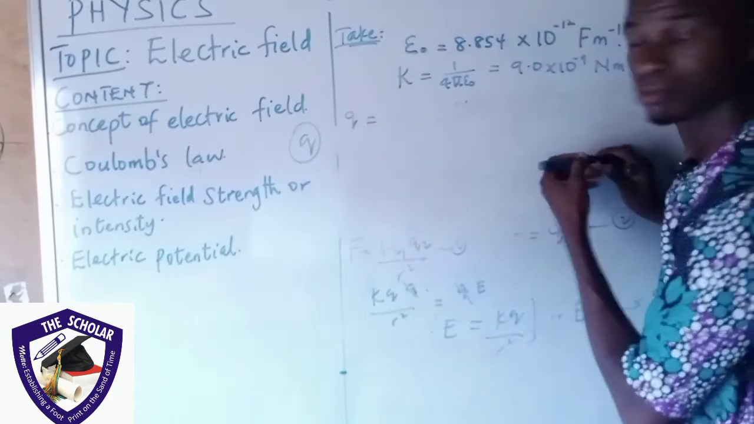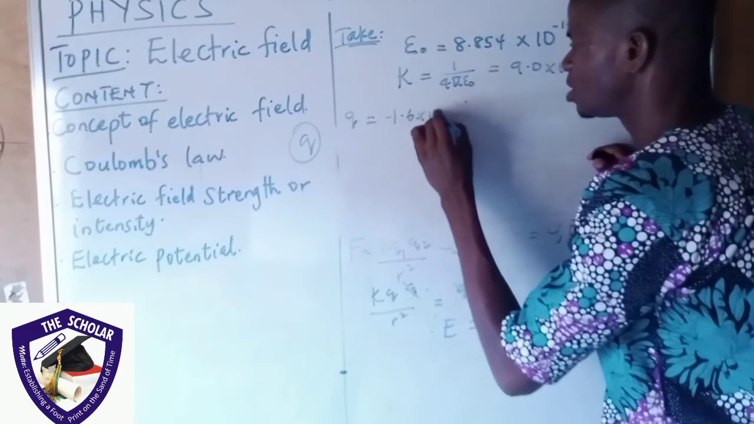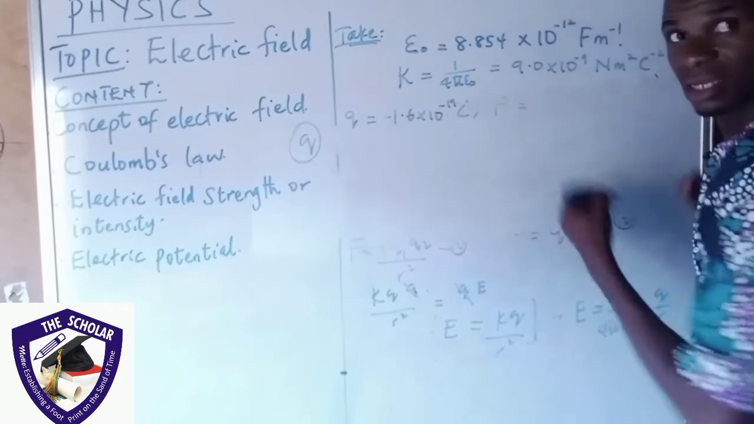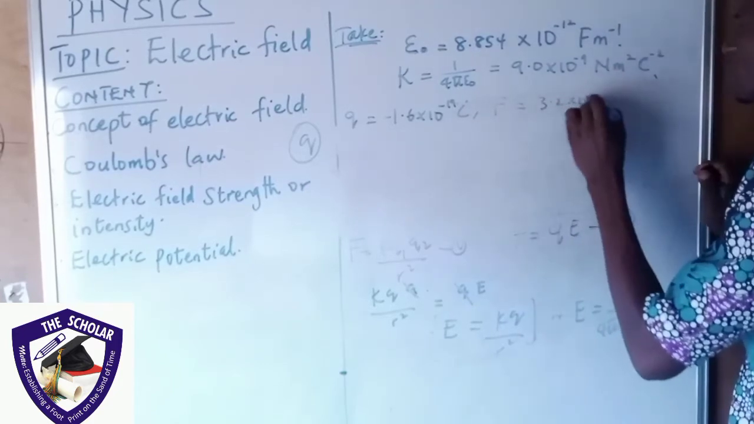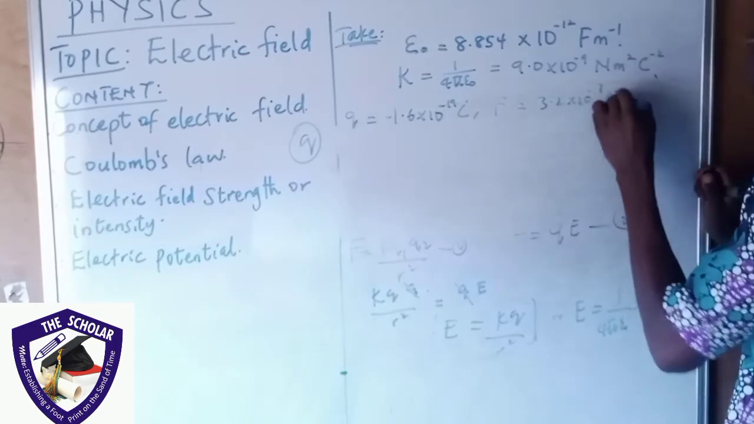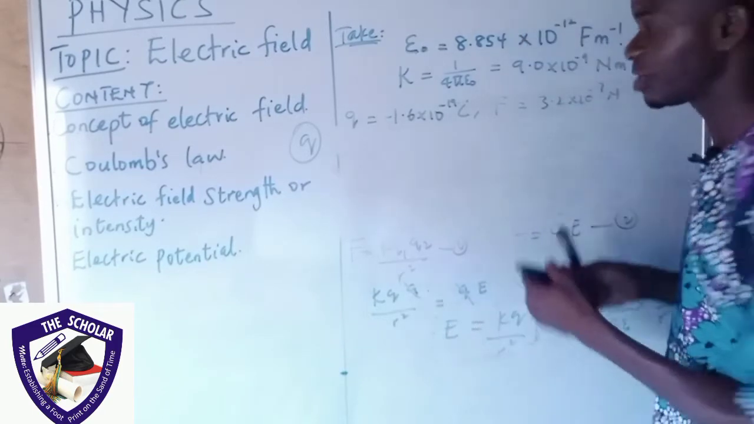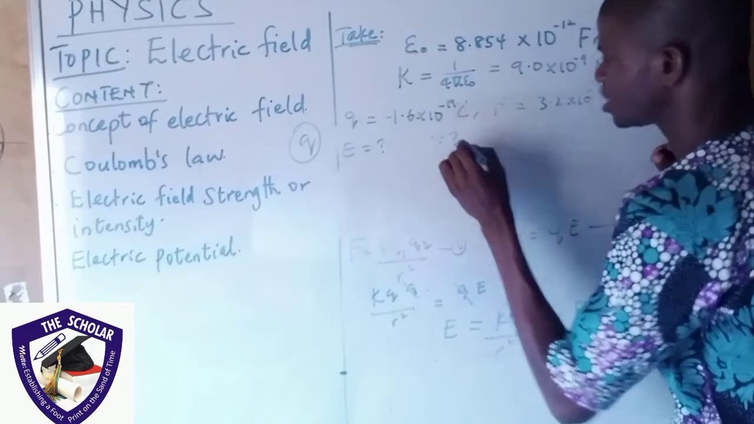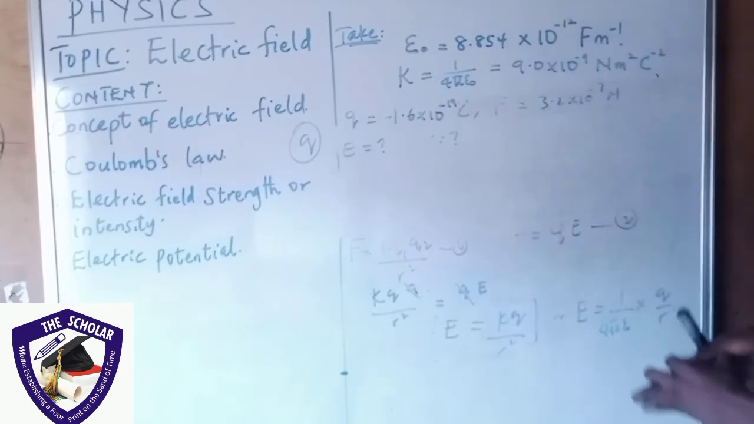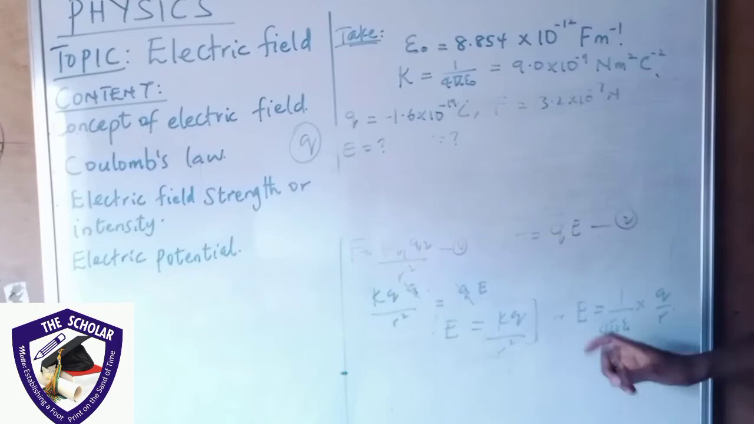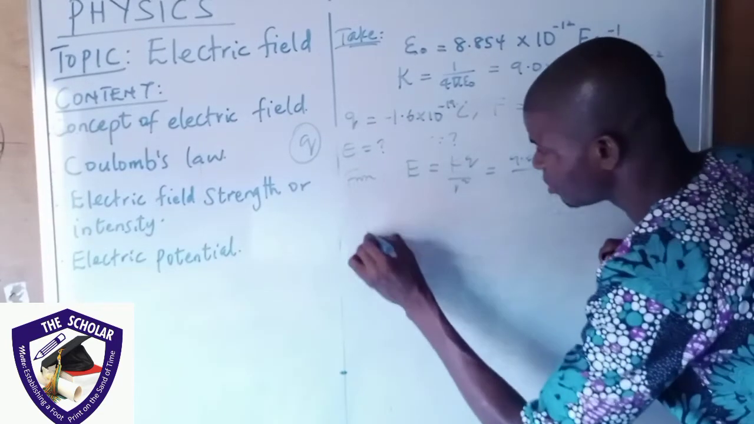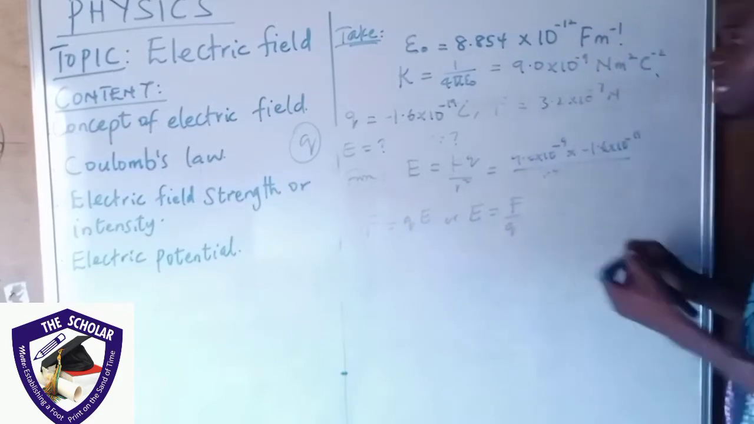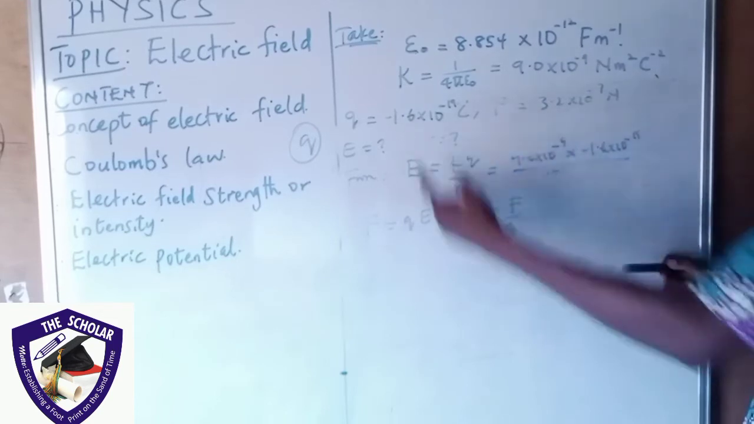Just like we did earlier, the first thing is to bring out the given parameters. We are given the charge, Q is equal to minus 1.6 times 10 to the minus 19 coulomb. The force is also given as 3.2 times 10 to the minus 7 Newton. We are asked to calculate the electric field intensity, our E, that's the first part, and the distance, R, that's the second part. For the first question, we are going to use F is equal to QE, or E is equal to F over Q.